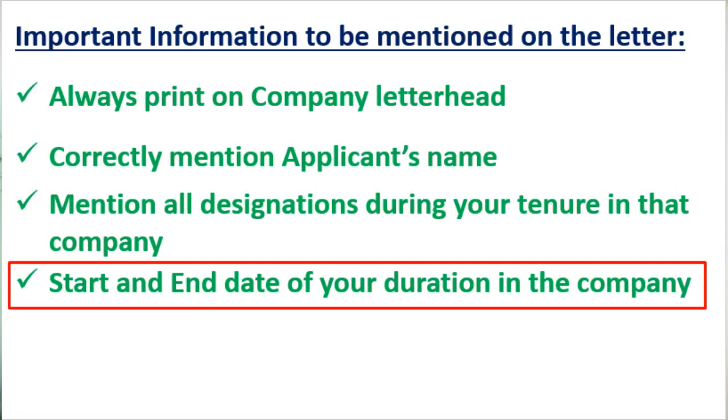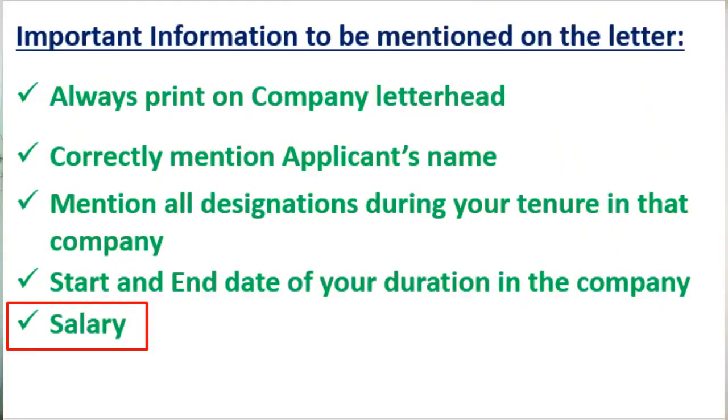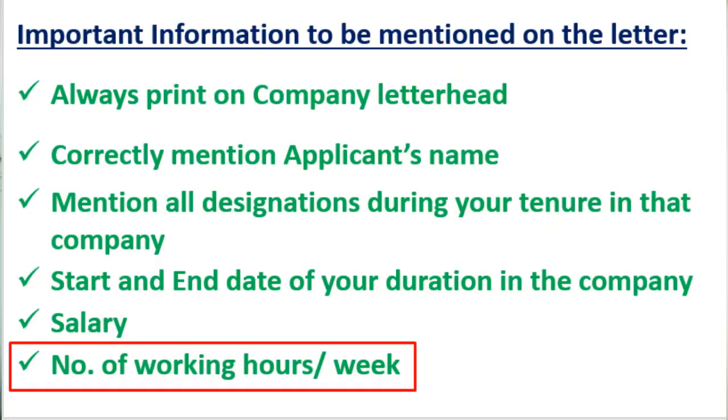Next, clearly mention the start date and end date on the letter. There should be a date, month and year for each of these dates clearly mentioned. Next, salary should be clearly mentioned on your letter. Even if your salary was too low or maybe too high, it really doesn't matter. You just need to mention the exact salary of your employment. And also, if you have components like variable pay in your salary structure, then you can include that as well on your employment reference letter.